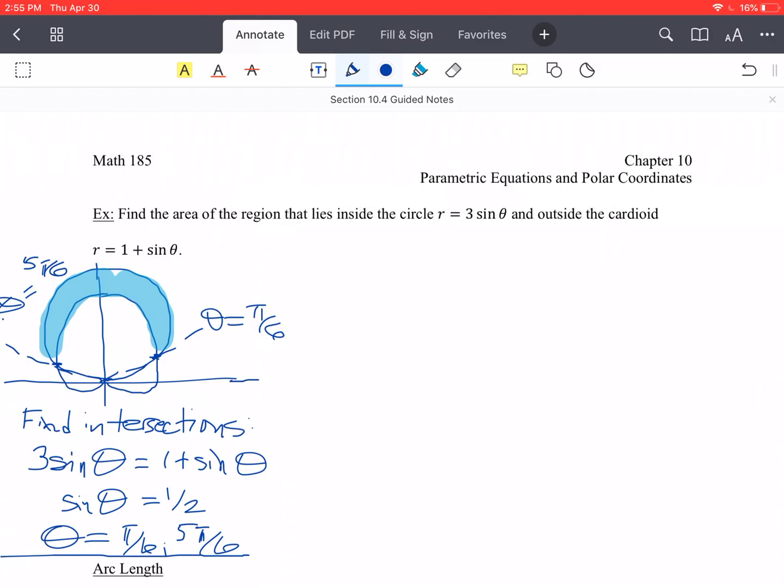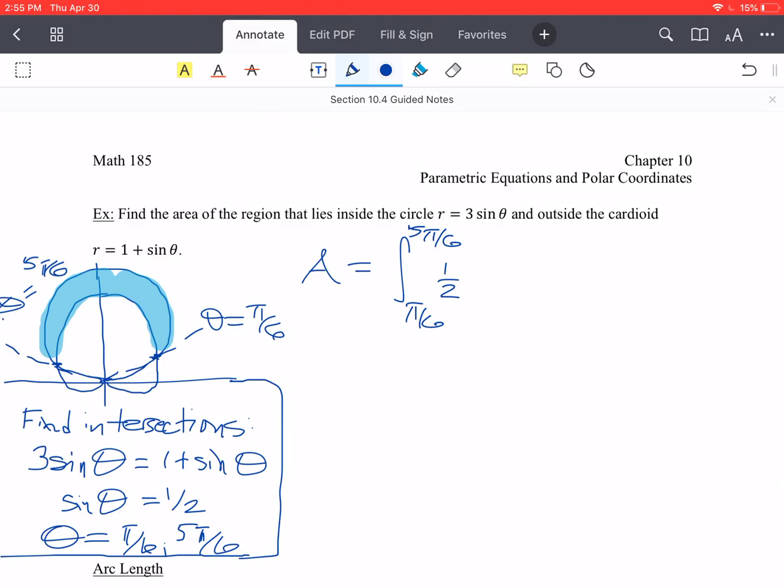Okay, and so those are going to be our intersection points. Those are going to end up being our bounds here. So to set this up, we have A equals the integral from pi over 6 to 5 pi over 6 of 1/2 times f squared.